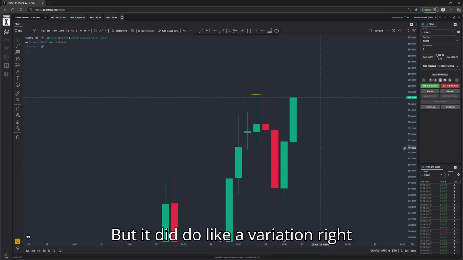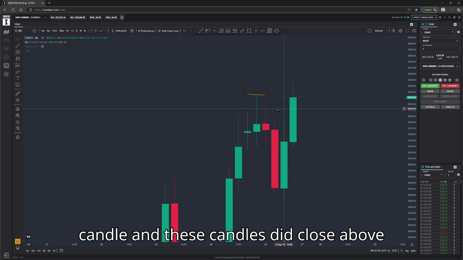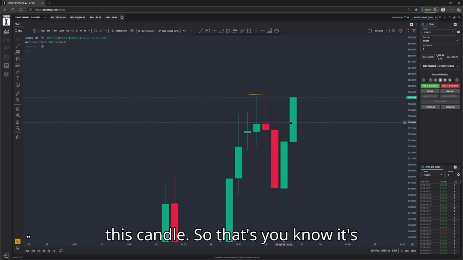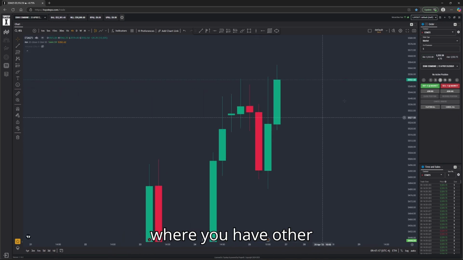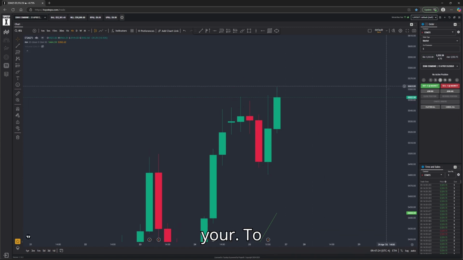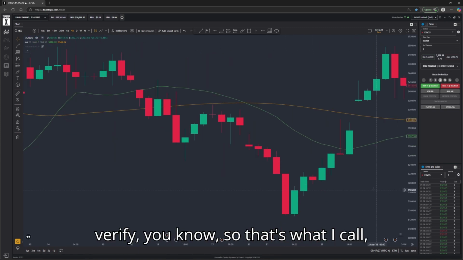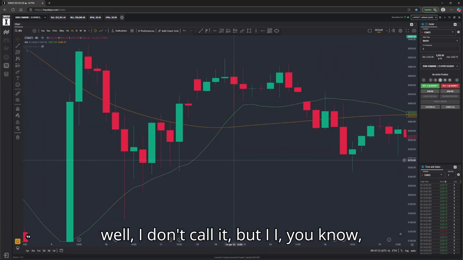But it did do like a variation, right? Where it did close above this. So this candle and these candles did close above this candle. So it's valid. It could still go up. But that's where you have other confluences to verify.